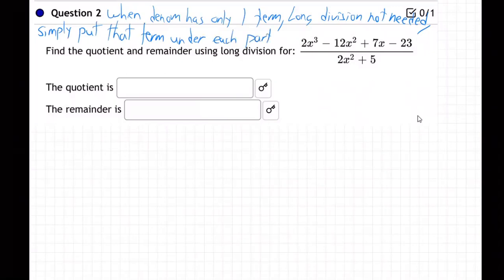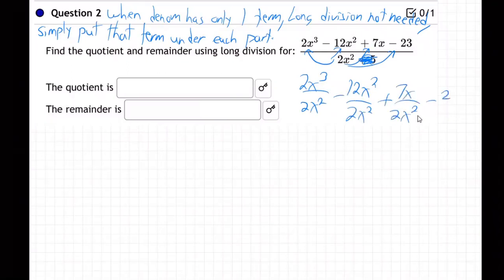each part, right? If you just had one, so like if we didn't have the plus 5, for example, if we just had 2x squared, then I would just put that 2x squared under this guy, under this guy, under this guy, and under this guy. It would just be 2x cubed over 2x squared minus 12x squared over 2x squared plus 7x over 2x squared minus 23 over 2x squared. So it would be a piece of cake like that.